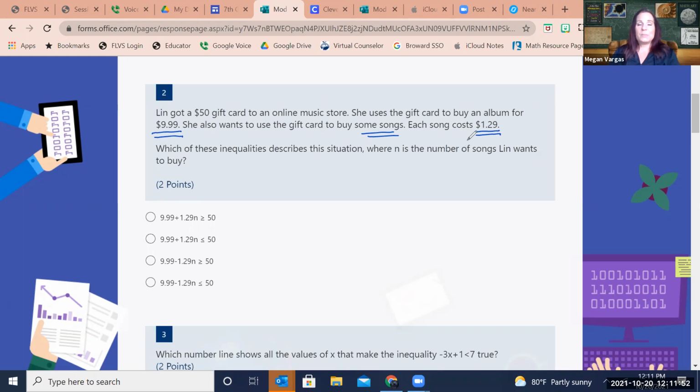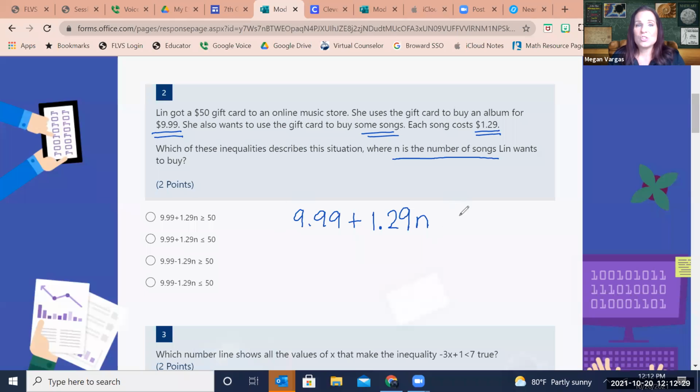All right, so Lynn is going to spend $9.99 on an album, plus she's going to buy songs. If she buys one song, that's $1.29. Two songs would be 2 times $1.29. 3 songs would be 3 times $1.29. We don't know how many she's going to buy, so we're going to write 1.29 times N, where N is the number of songs.